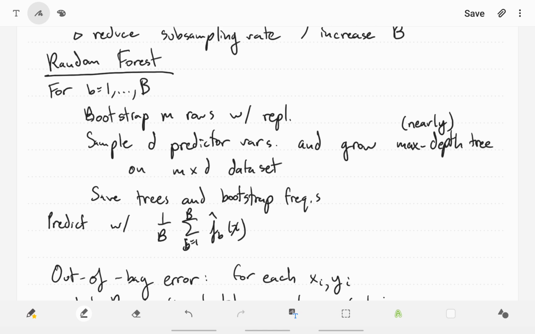So that's the extent of what we're going to talk about regarding random forests. The only thing left really to say about ensembles of trees is boosting and AdaBoost.